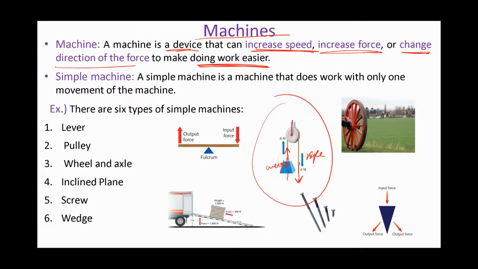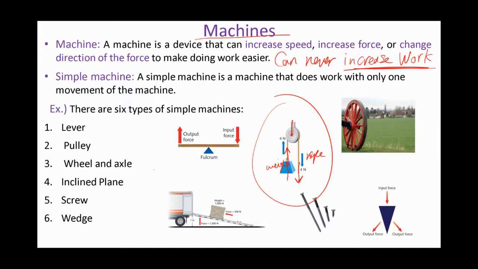I can lift it up. Okay? So the machine might increase speed, increase force, change direction to do the work easier. But the machine can never increase work. Never. Impossible for the machine to increase work. Because for a machine, you apply some kind of work on the machine. So the machine is not going to produce work.